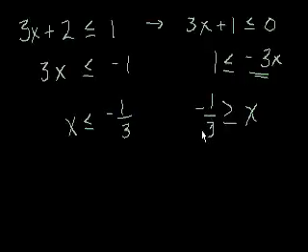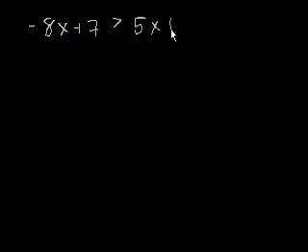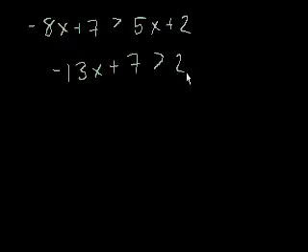And I always find that to be the cool thing about algebra. You can tackle the problem in a bunch of different ways, and you should always get to the right answer as long as you, I guess, do it right. Let's do a couple more problems. Let's erase this thing. There you go. I'll do a slightly harder one. Let's say negative 8x plus 7 is greater than 5x plus 2. Let's subtract 5x from both sides. Negative 13x plus 7 is greater than 2.